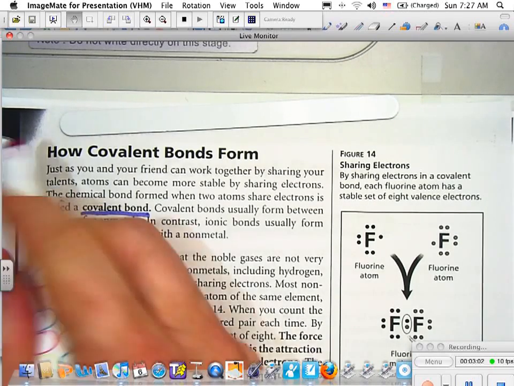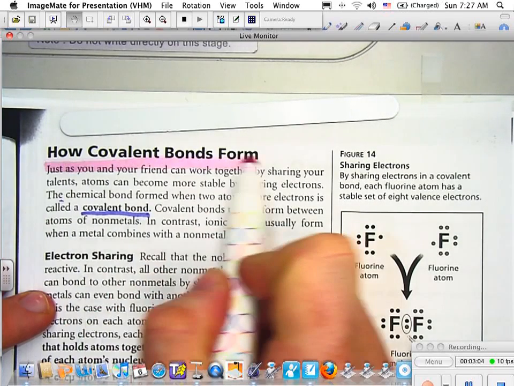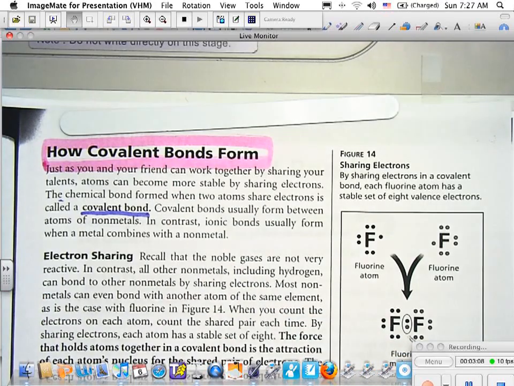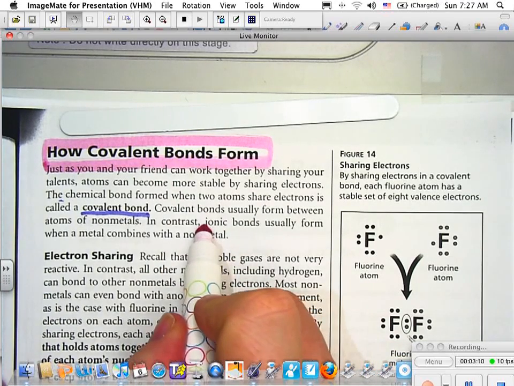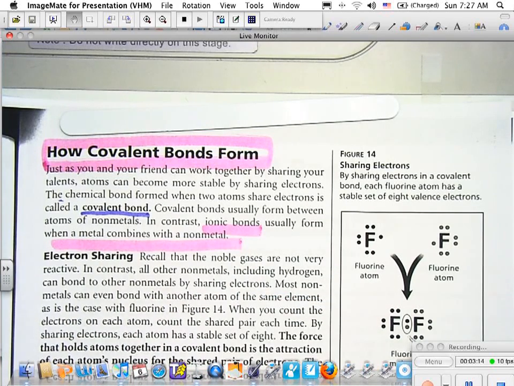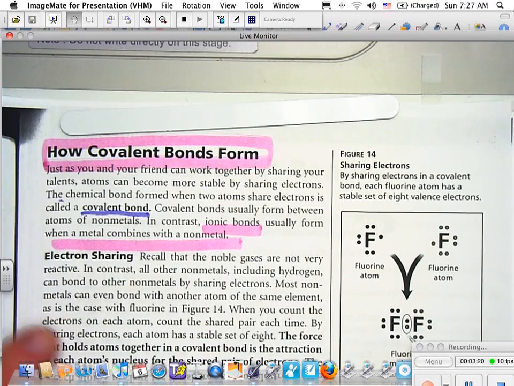All right. In your notes, you should probably write a little section about covalent bonds and how they form. I also want you to remember that ionic bonds usually form when a metal combines with a nonmetal, and covalent bonds usually form between atoms of nonmetals. All right. Electron sharing.